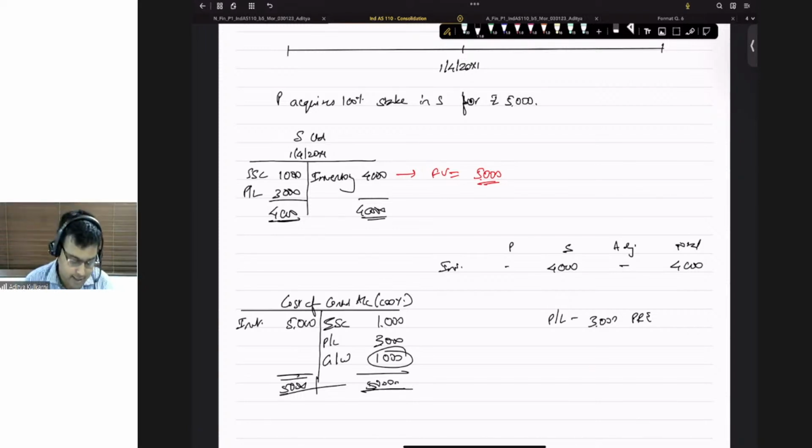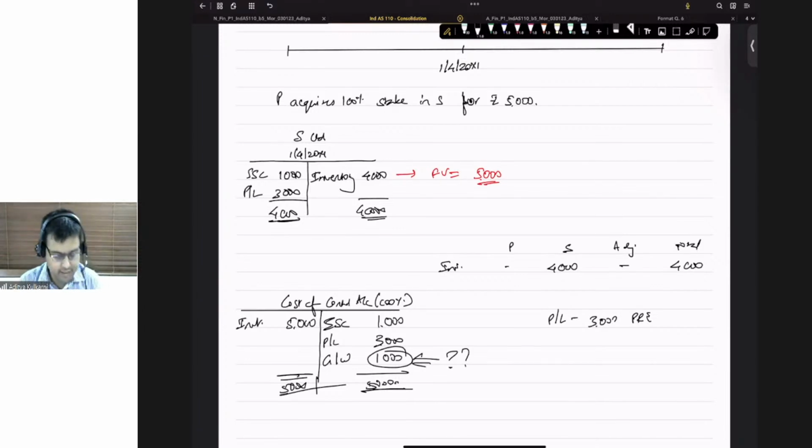Tell me now, is this correct? What do you guys think? Is it correct to show the goodwill of 1,000? Or is it wrong? No. Obviously, no. Same concept applies.